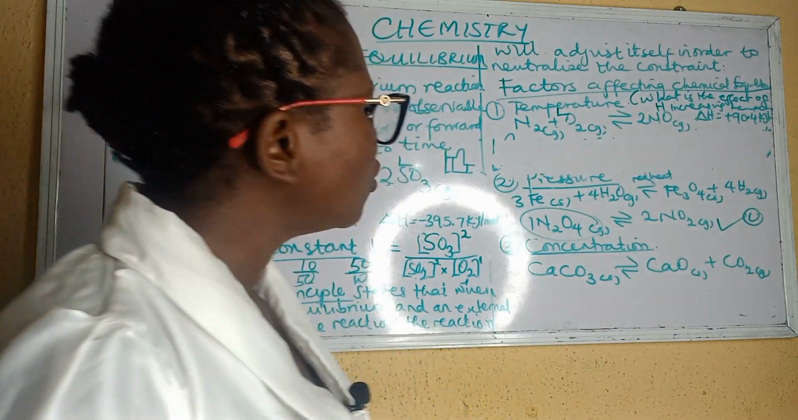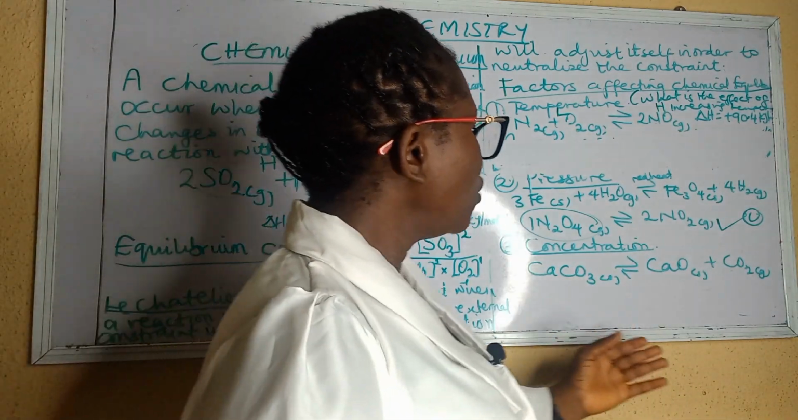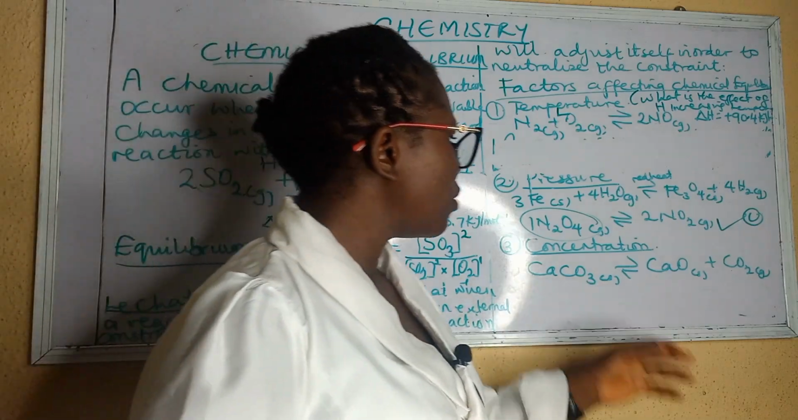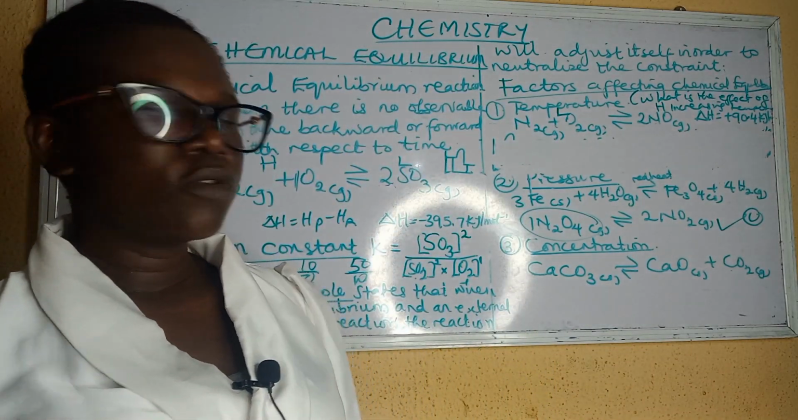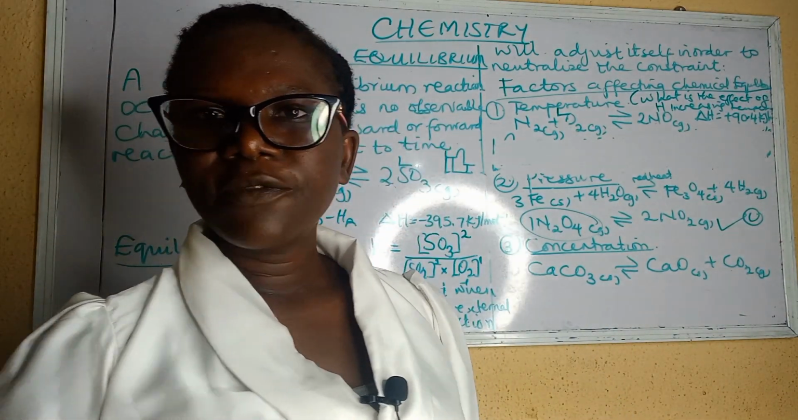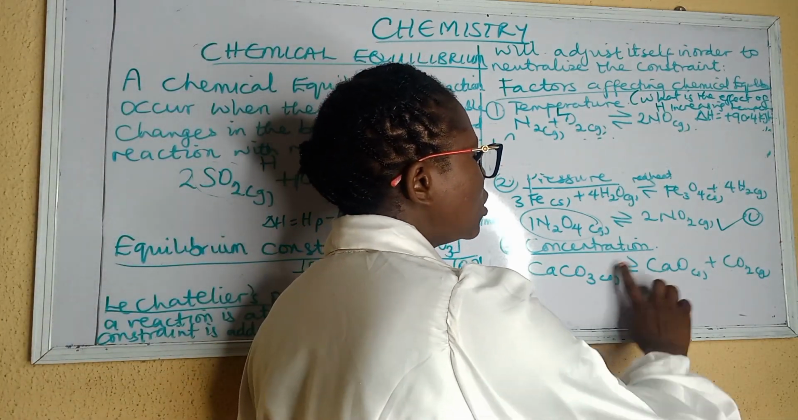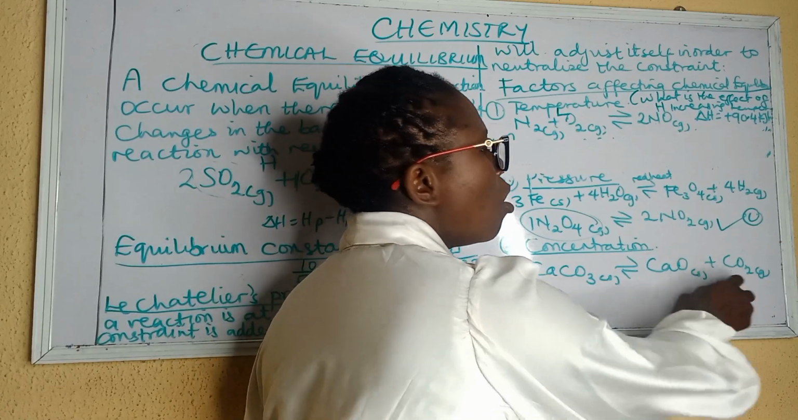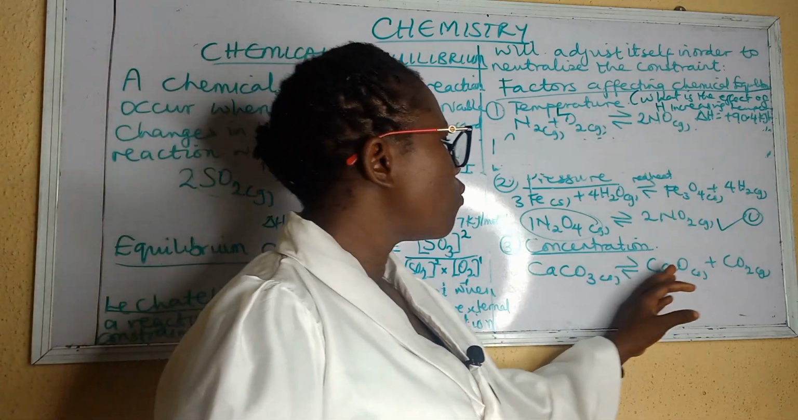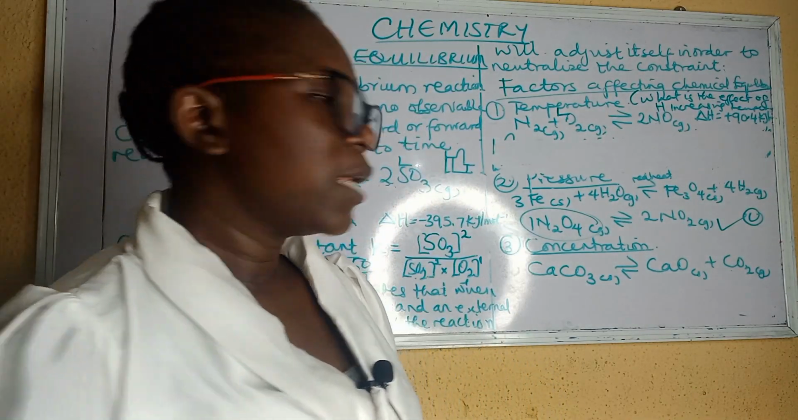Now, let's look at the effect of concentration. For concentration, the question will be asked in this form: what will be the effect of reducing the concentration of the calcium trioxocarbonate(IV), or of increasing the concentration of calcium trioxocarbonate(IV)? If you reduce the concentration, more products will be formed because all the calcium trioxocarbonate will form calcium oxide and oxygen, provided it's in a closed container and none of them is escaping.